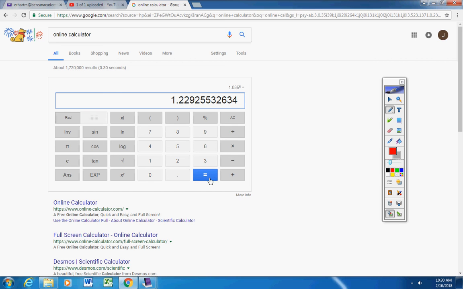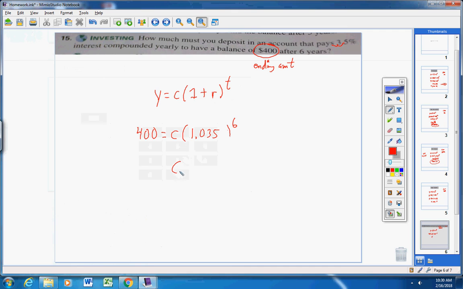There we go. And you'll get approximately, rounded, 1.2293. Alright. So now I have C times 1.2293. Okay?